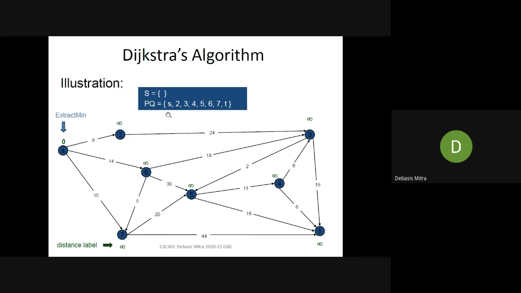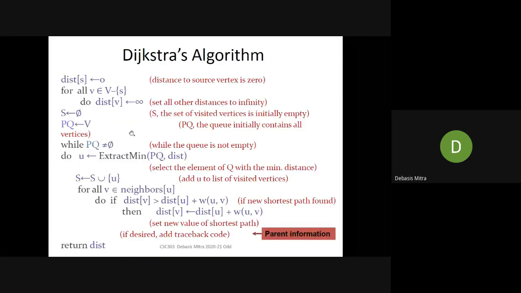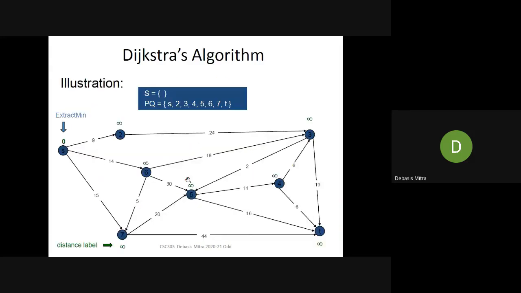So the next step will be like this. Extract min will extract S, obviously, as the first step. So S will be removed from this PQ and put into the set S. And you see, all the distance values will now be updated using that particular clause, for all neighbors of U, which is now S. Using this relation, everything will get updated.